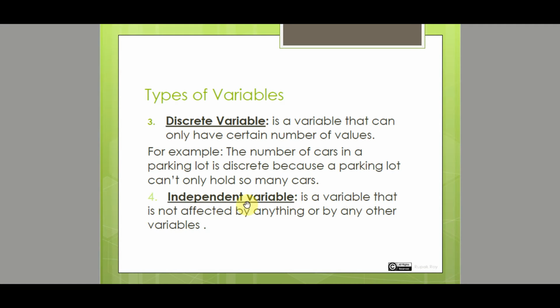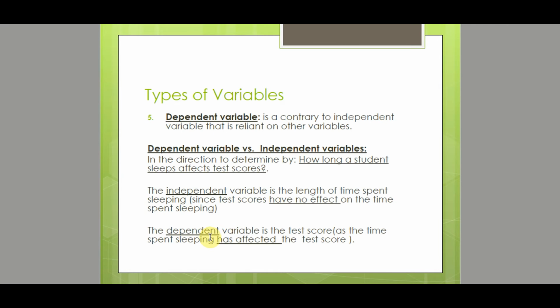An independent variable is not affected by any other variables. A dependent variable is the opposite: it depends on other variables. Let's try to understand this by comparing both of them. Say we want to determine how long a student sleeps affects the test scores. Here, the independent variable is the length of time spent sleeping, since test scores have no effect on the time spent sleeping, and the dependent variable is the test score, as the time spent sleeping affects the test score.